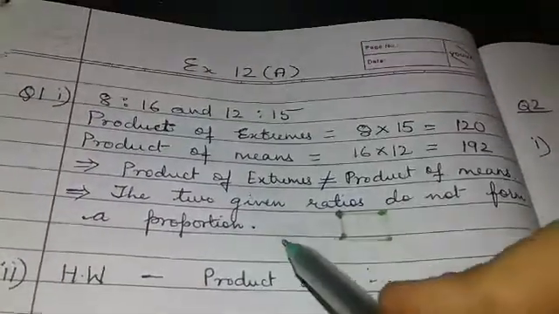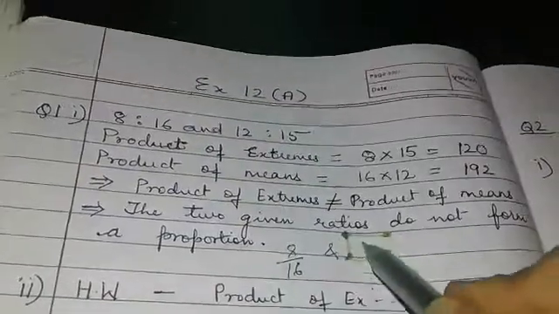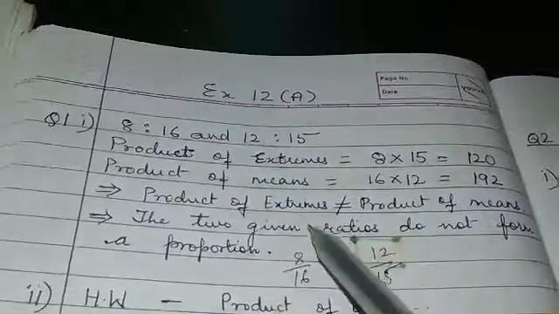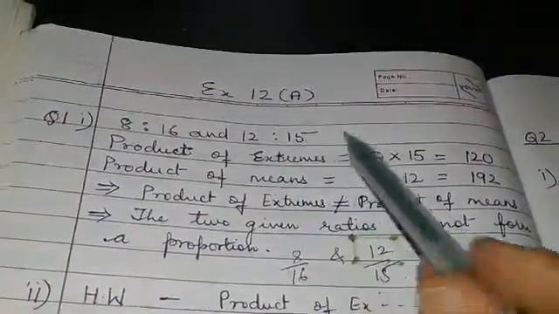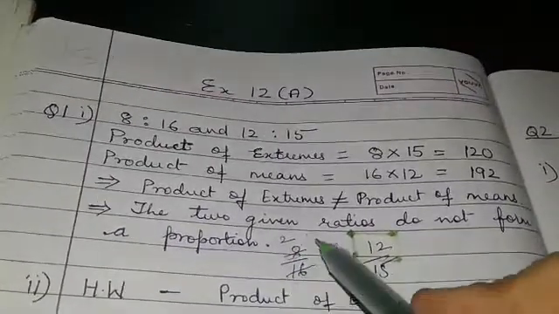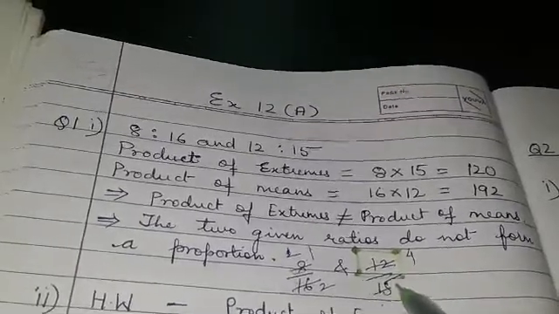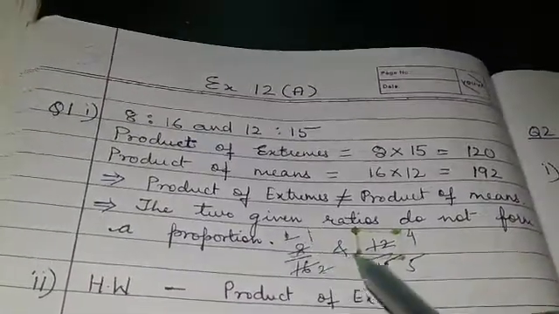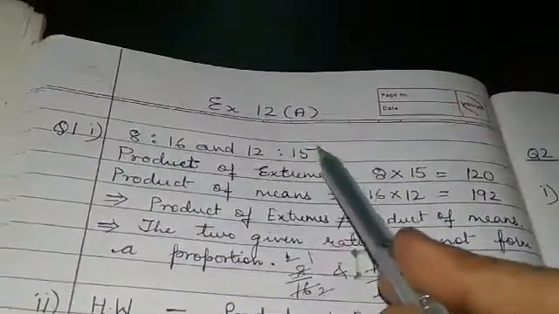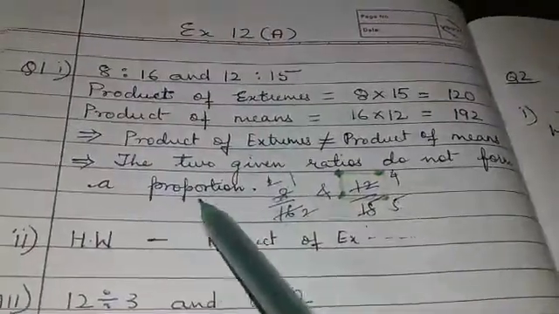Alright. So one more method which I was telling: 8 upon 16 and 12 upon 15. 8 is to 16, you know that you can write 8 by 16, and 12 is to 15, you can write 12 by 15. So 8 1s are 8, 8 2s are 16, and 3 4s are 12, 3 5s are 15. So here you can say 1 by 2 and 4 by 5. Again they are not equal. So we say that the two given ratios do not form a proportion.